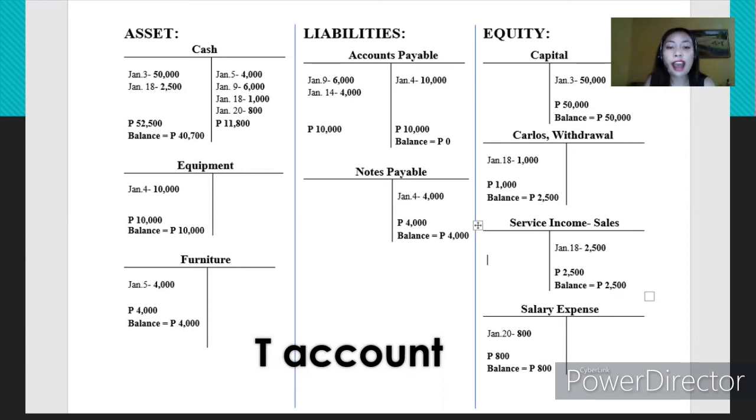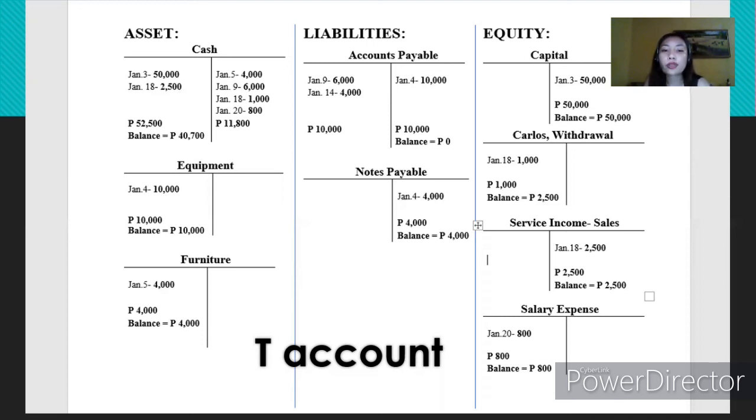So each account should have a T account ledger. If you're going to notice, it's a T, letter T, right? Because you're able now to separate the debit corner and the credit corner. For the equipment, we have the transaction on January 4 and it's being debited. So you only have to write down the January 4 transaction on the debit side worth 10,000, and the balance is 10,000. Same with the furniture, you only have the transaction on January 5, which is 4,000 additional. So you put it down on the debit corner and then the balance is 4,000.